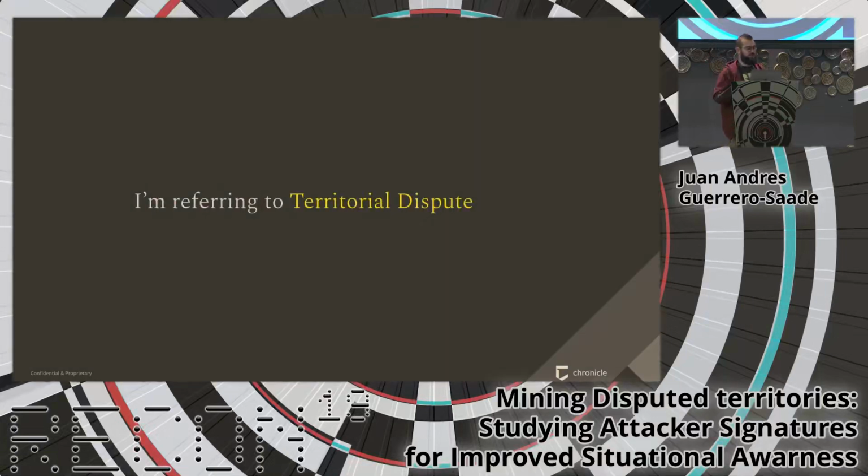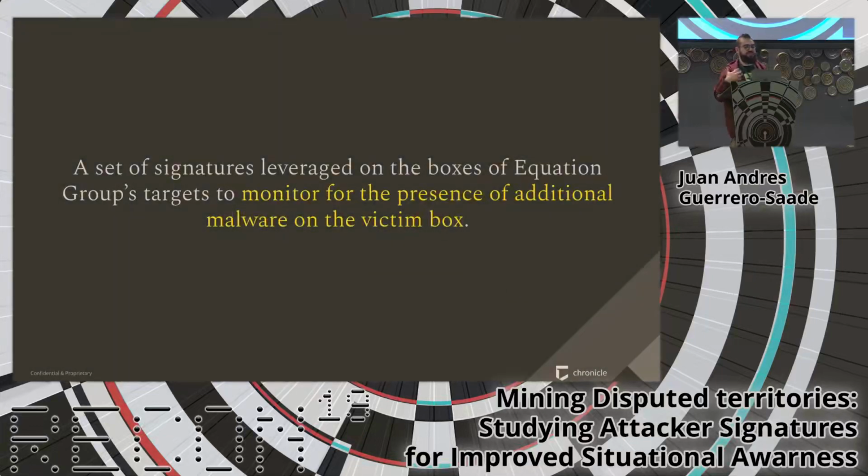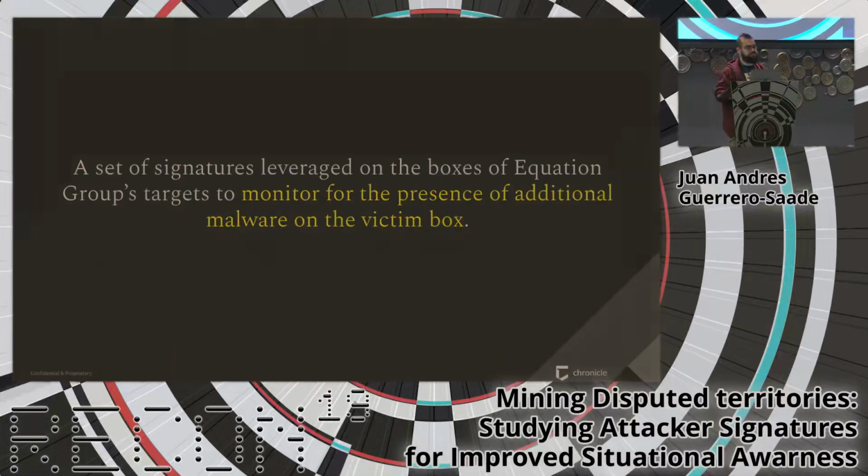So let's cheat a little bit and try to get a bit of a self-assessment, right? I'm referring to something called Territorial Dispute, also known as TeDi for short. What it is, is a set of signatures that were leveraged, get this, on the boxes of Equation Group's targets to monitor for the presence of additional malware on that victim box. There's a lot happening there, just to unpack that: they're basically running AV-like signatures on their victims so that they know who else is on those boxes.